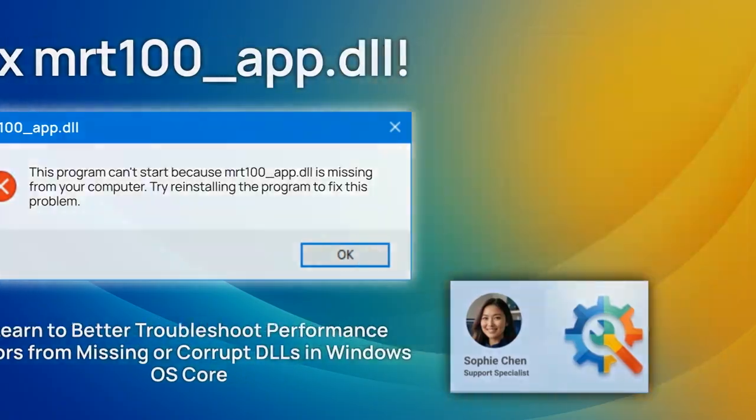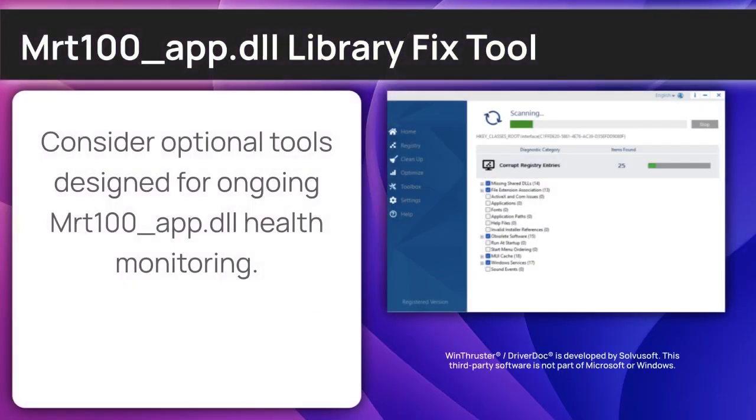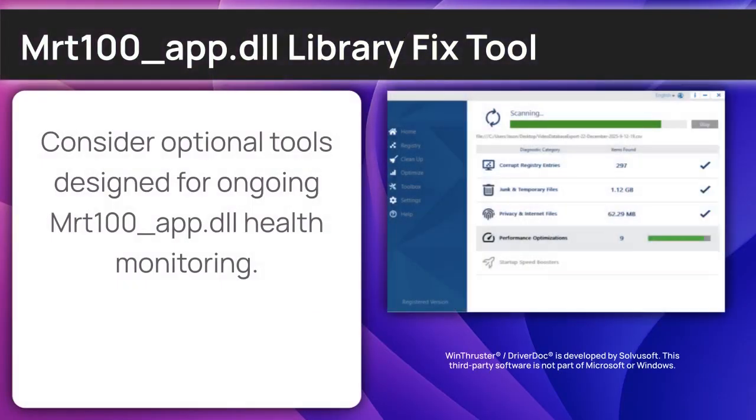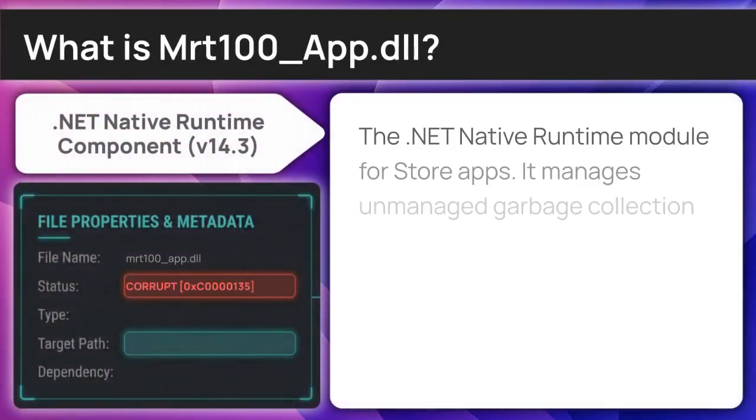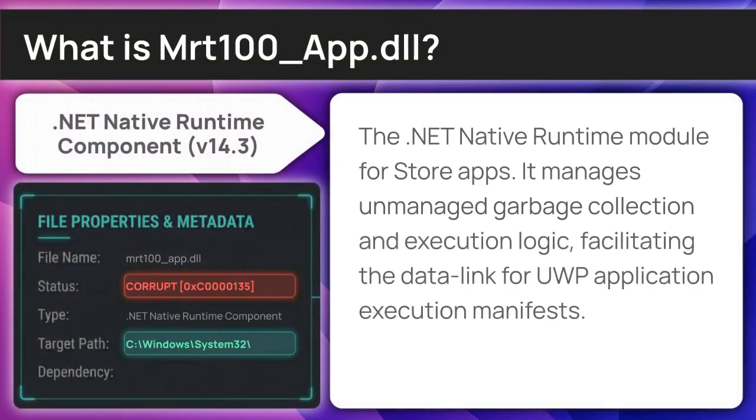Let's begin. To begin the walkthrough for MRT100 app, you can choose the manual path or use a resource designed for environment stability. This is the MRT100 app, the .NET Native Runtime module for store apps. It manages unmanaged garbage collection and execution logic, facilitating the data link for UWP application execution manifests.